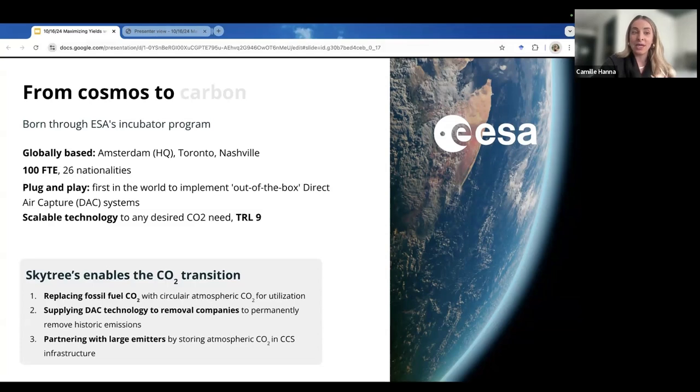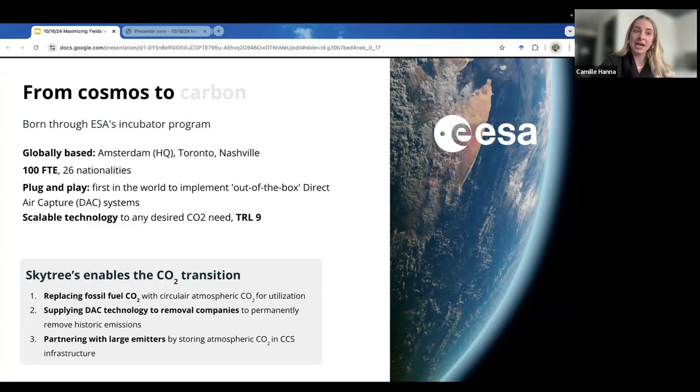And we believe that we need to do the same thing with CO2. So replacing fossil fuel-based CO2 with circular CO2 sources, and ultimately removing historic emissions from the atmosphere. And that's when you talk about carbon removal, which is when you get into the carbon credit world, which we won't talk about today. We'll just focus on the utilization aspect of this.